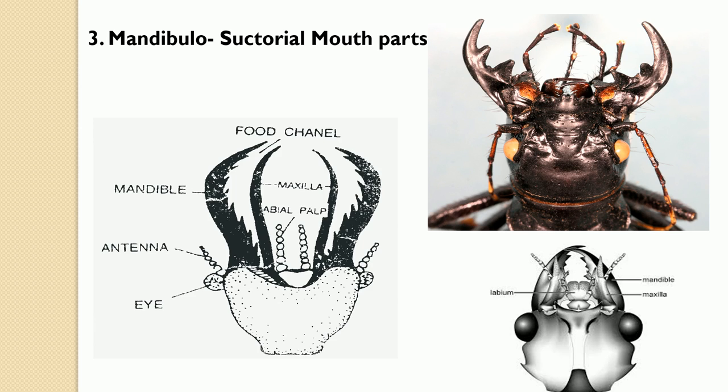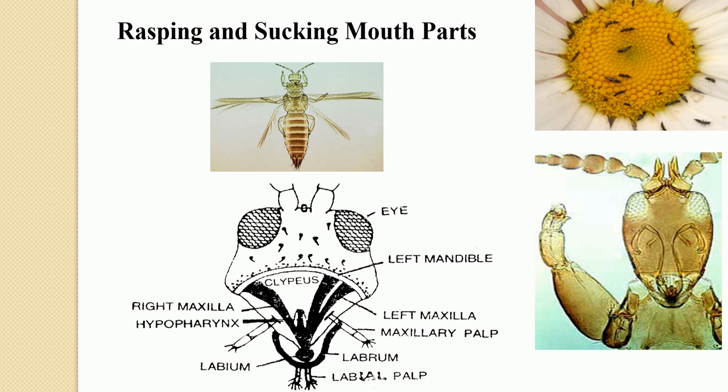And the labium contains a middle plate which is usually differentiated into a submentum and the mentum. So these are the features found in the subtype of chewing mouthpart known as the mandibulo-suctorial mouthpart. So this is about the subtypes of chewing mouthpart.